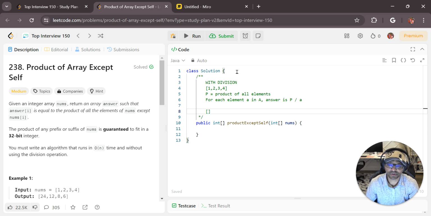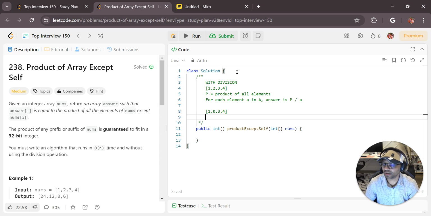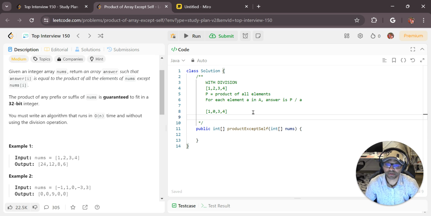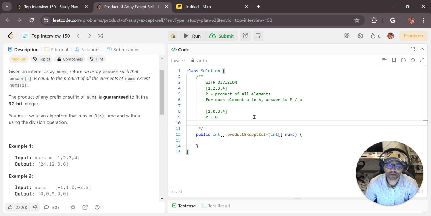In case there was a 0 in there, so 1, 0, 3, 4, for example. They have given an example with zeros, but I'll just modify this to see what happens. I think in this case it won't work, right? Because P will be 0. 0 divided by 1 works, so that becomes 0, but 0 divided by 0 is not defined, so we need to figure that out. And then 3 and 4 work too. So this algorithm still works except for the element that is 0.